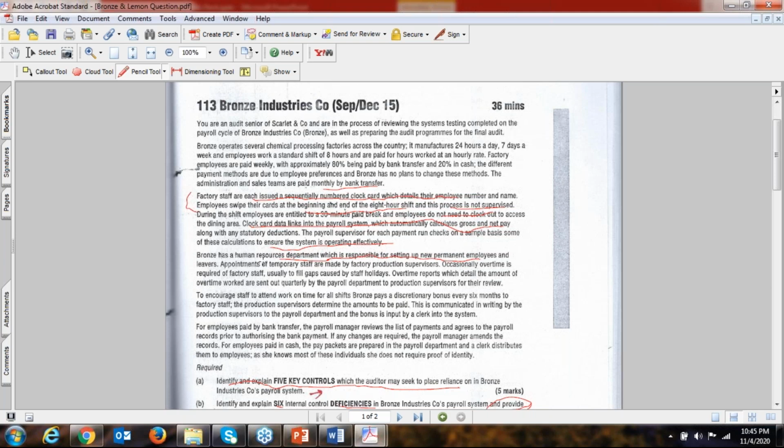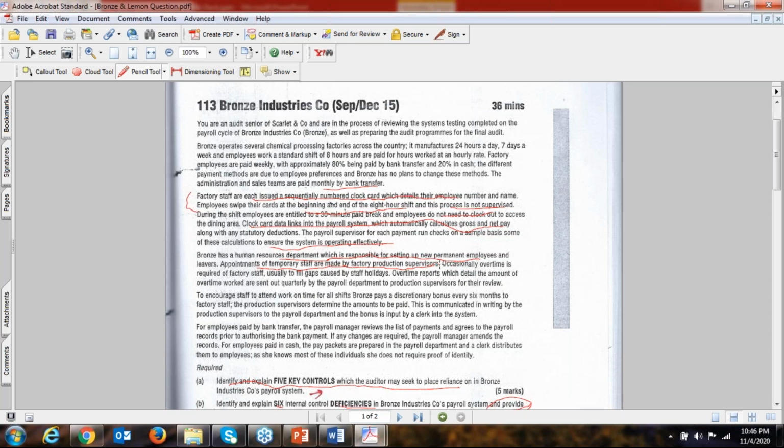Bronze has a human resource department which is responsible for setting up new permanent employees and leavers. Appointments of temporary staff are made by factory production supervisors. If the company has a separate department for hiring, then why is the factory production supervisor doing the hiring? So this is another deficiency.